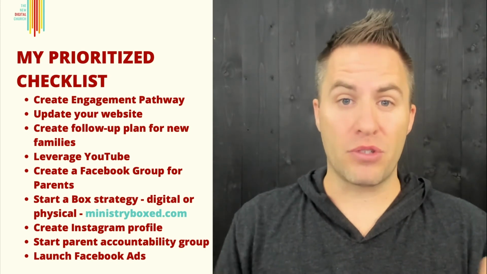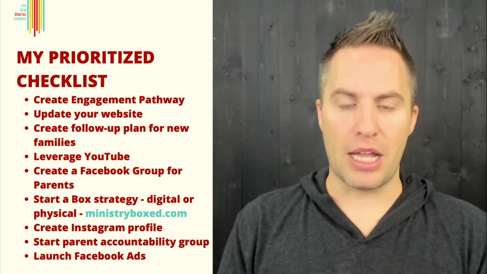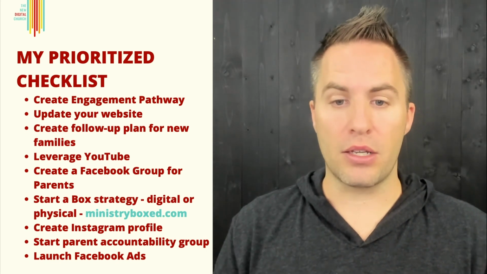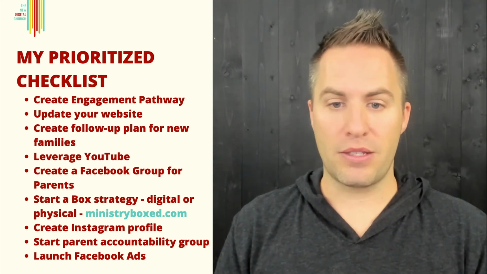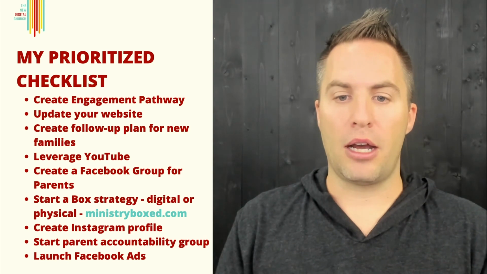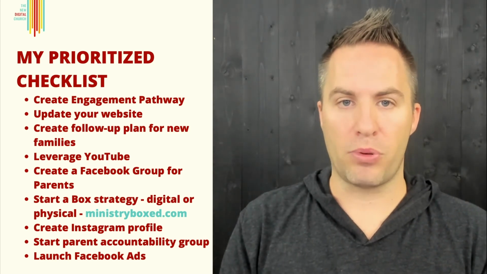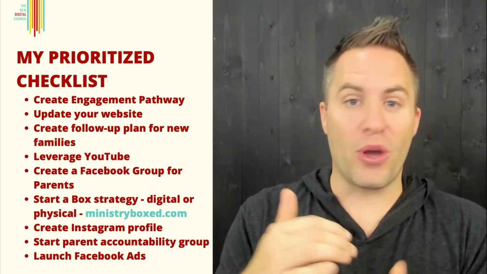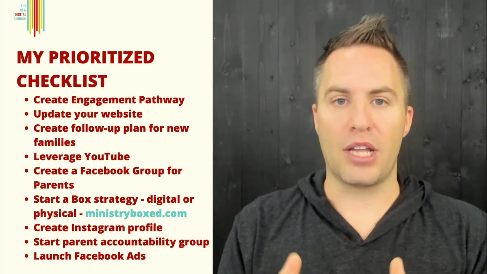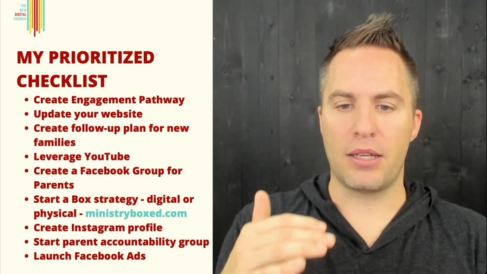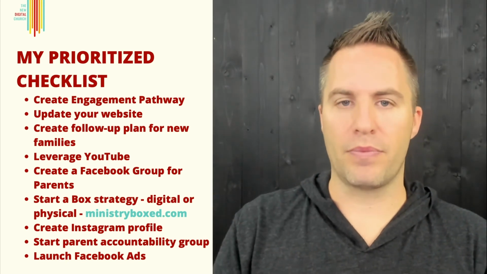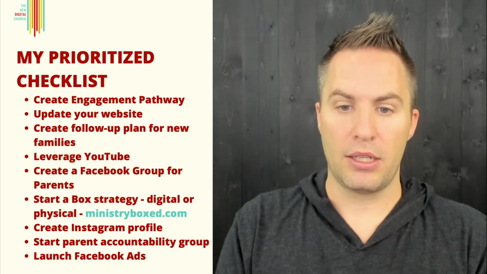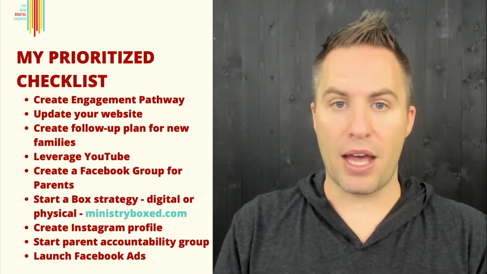And Facebook loves groups. The engagement there is a lot better. So you could create a Facebook group for parents. You could start a box strategy, whether that's digital or physical. Then I would create that Instagram profile. I might reorder those depending on what's going on in my church, what I felt online engagement was like. But right around that same level and priority, I would say, is creating an Instagram profile and using it. And then starting that parent accountability group.